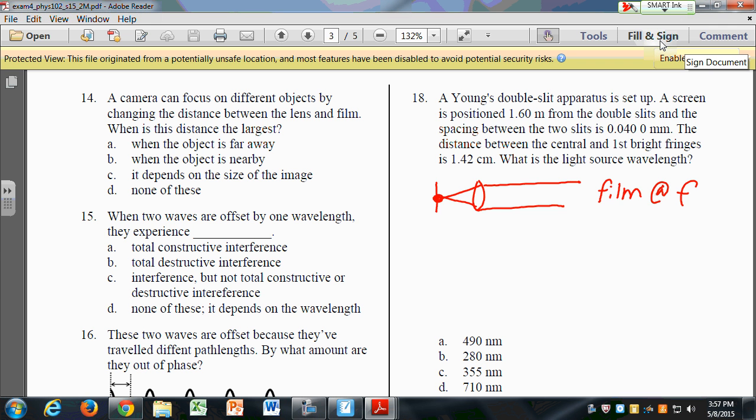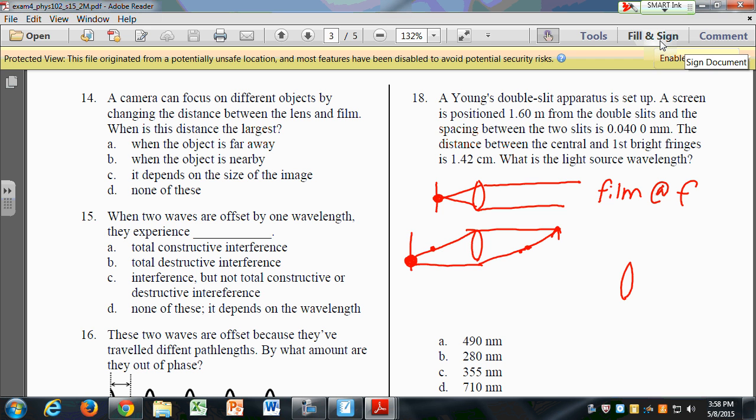Now, if I have something that's closer, I move the film further away. Here, let me redraw it differently. I move that film far away. My focal point's still the same, but if I have something closer, I draw my rays here. I want my rays to cross at the film. So in that case, I have to move the film back for something that's closer.